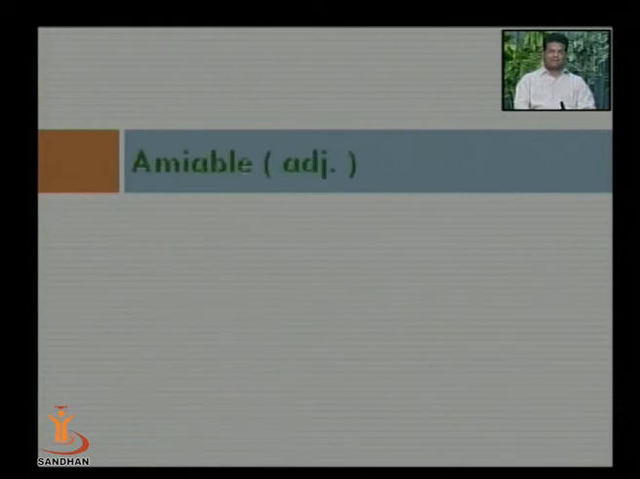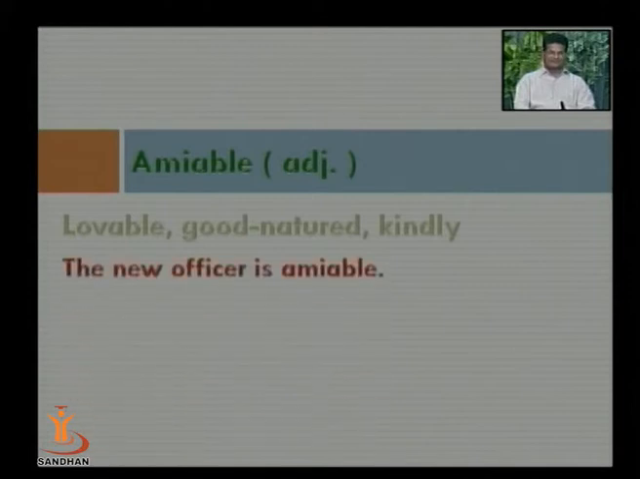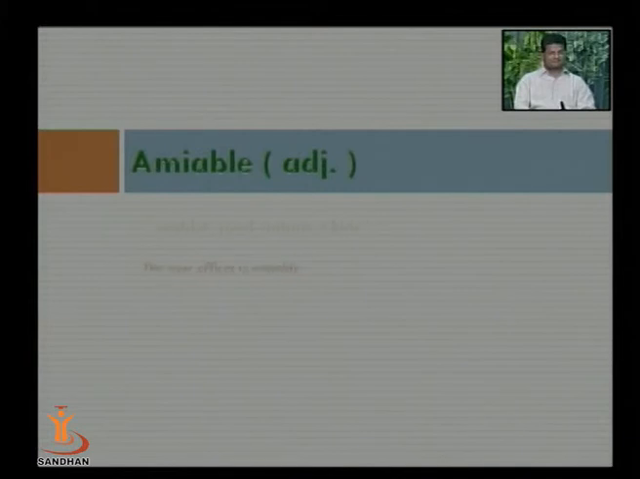Amiable, often used and often confused with amicable, but almost having the same shade of meanings: lovable, good-natured, kindly. It is used as adjective. The new officer is amiable. That means the new officer is very lovable, very good-natured, very kindly. All the meanings fit in the sentence.